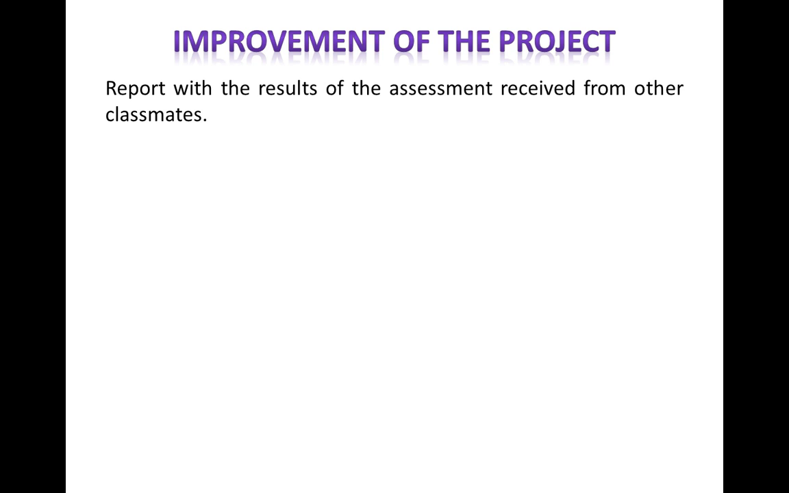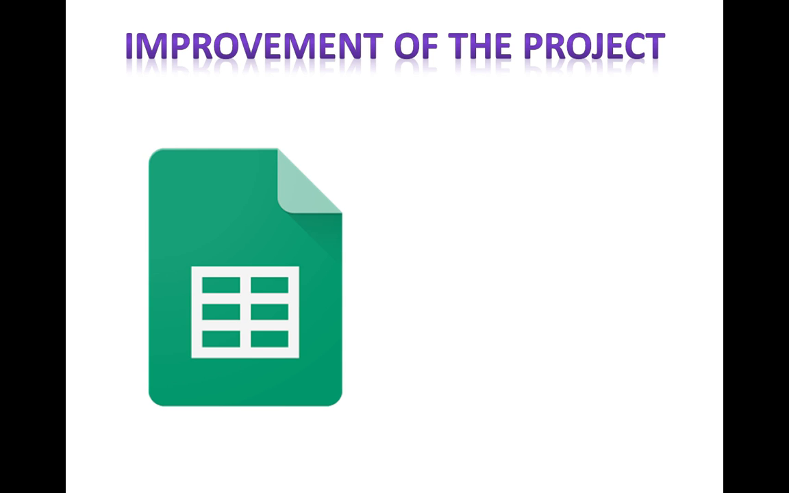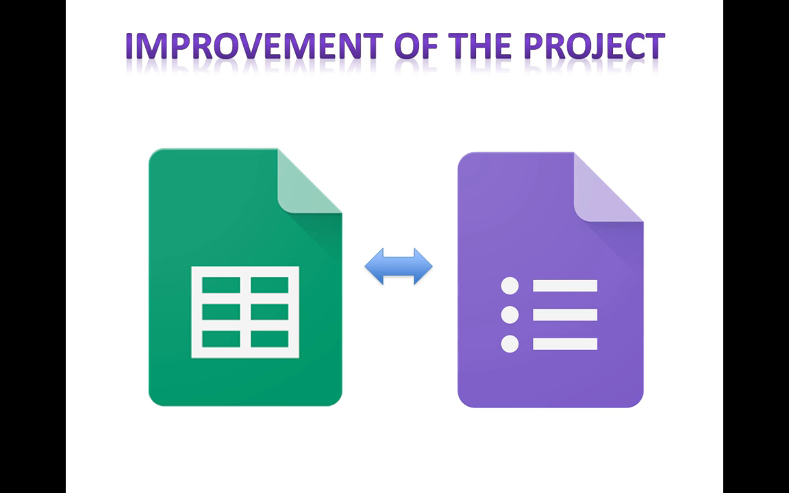Each student will receive a report with the results of the assessment received from other classmates. In this report, they will be able to see the percentage of classmates that have punctuated with 1, 2, or 3 the different aspects of the work: interest, grammar, video quality. This report can be made using a Google Sheet associated with the form created with Google Forms.